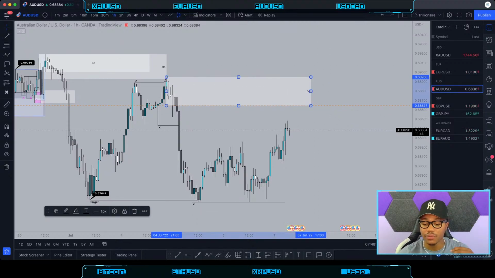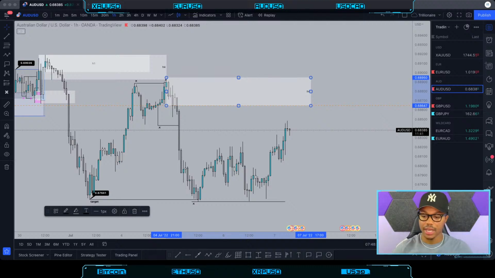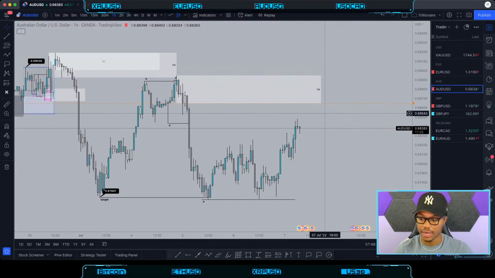So AUD/USD, we also have a valid trade setup for you guys. Let's pull this over here. All right, now I can see it perfectly.